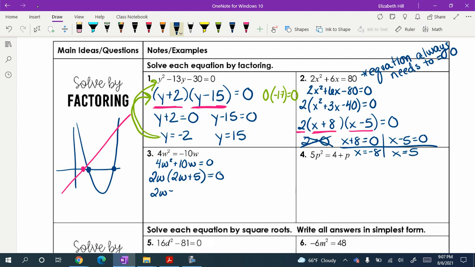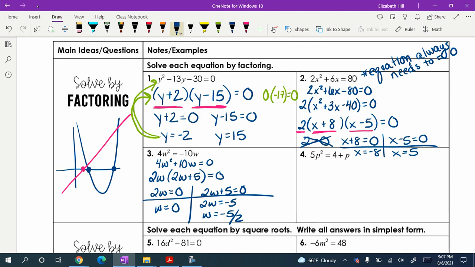So let's go ahead and take both factors and set them equal to 0. Divide, and I get w equals 0, 0 divided by 2. And here I'm going to subtract 5, and I'm going to divide by 2. So negative 5/2 is our solution.